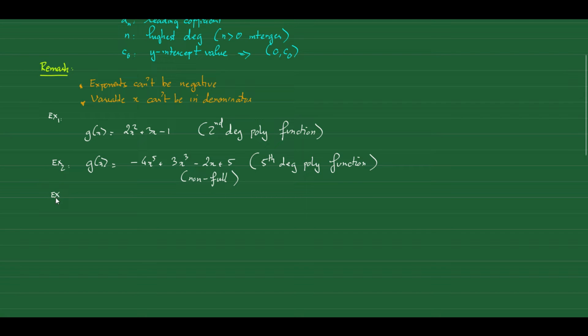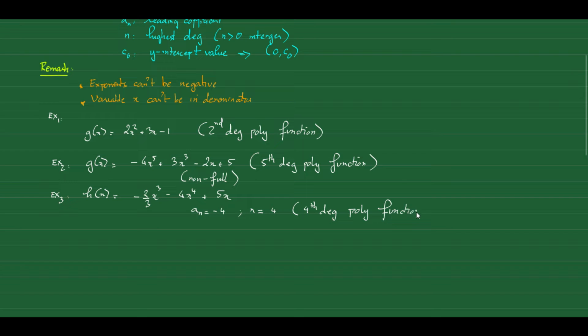How about this one? What if I have this? Negative 2 over 3 x to the 3rd minus 4x to the 4 plus 5x. Alright, so the highest degree over here is the 4th degree, even though one of the coefficients here is a fraction. The leading coefficient over here is the one that matters. So a sub n is negative 4, and n is 4. Because n is 4, we know this is a 4th degree polynomial function.